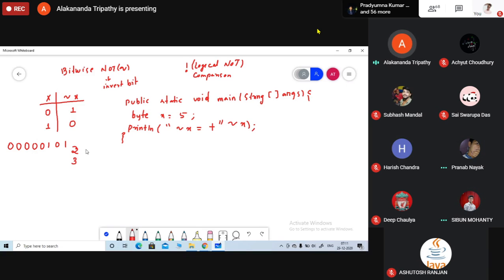How are you getting 3? Here, 1 is converted to zero, 0 is converted to one, this 1 is converted to zero, and these are all converted to 1. Is it correct? All of you getting this answer?